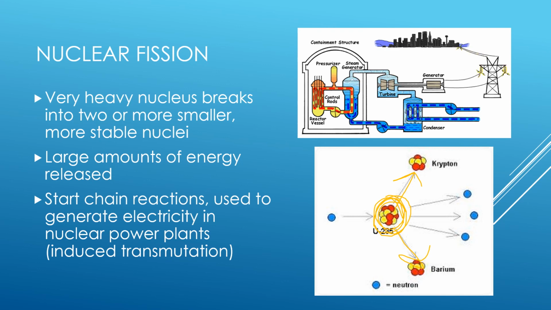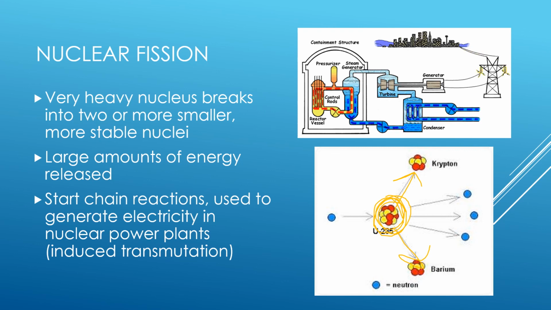The next thing I want you to write down about nuclear fission, so far you have heavy nucleus breaks into 2 or more smaller, more stable nuclei. You have large amounts of energy released. And I also want you to write down that these are used in power plants. So every power plant that you see, there's one behind our school that you can see smoke coming out of every morning on the way to school. They are generating electricity via nuclear fission reactions.